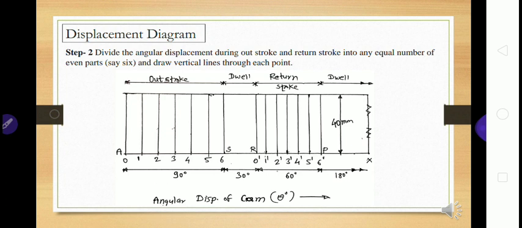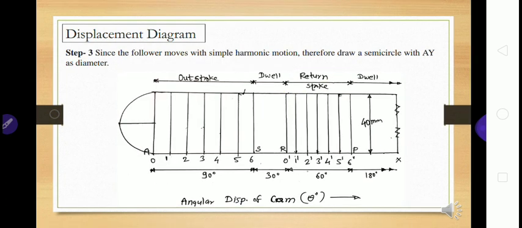Similarly, for the return stroke also, divide this 60 degree RP distance into 6 equal parts. Whatever the distance, suppose the RP distance in this case is 4 cm, divide 4 cm into 6 equal parts and mark these points as 0 dash, 1 dash, 2 dash, 3 dash, 4 dash, 5 dash and 6 dash, and draw the vertical lines passing through each point. This is the second step.